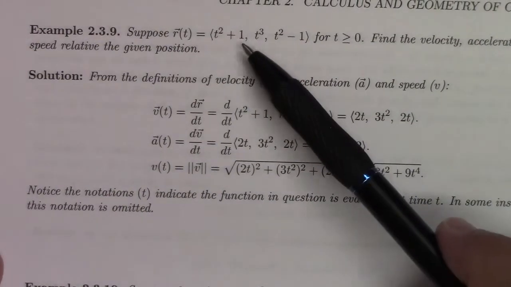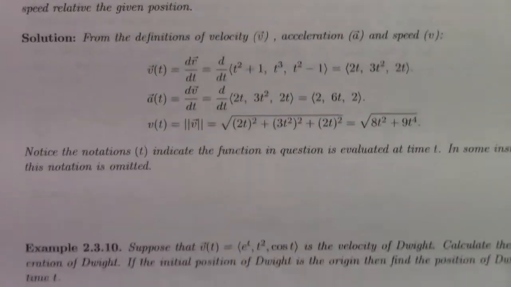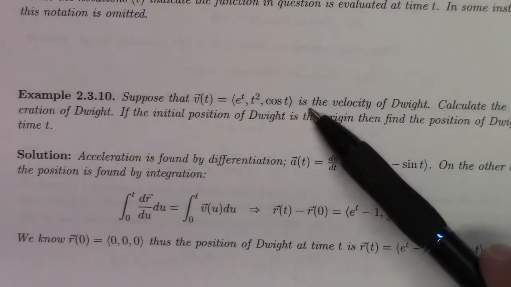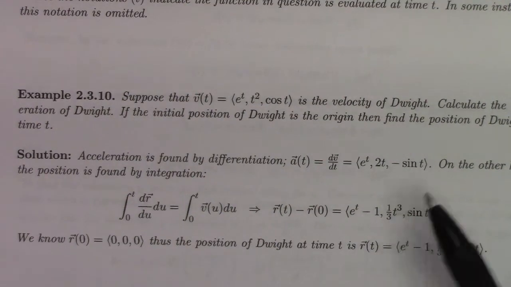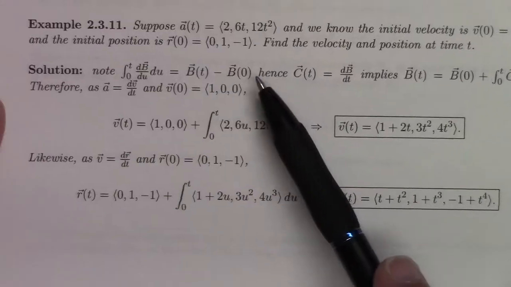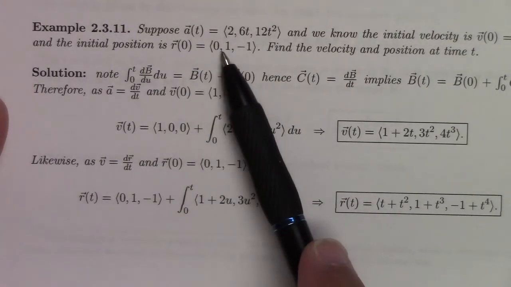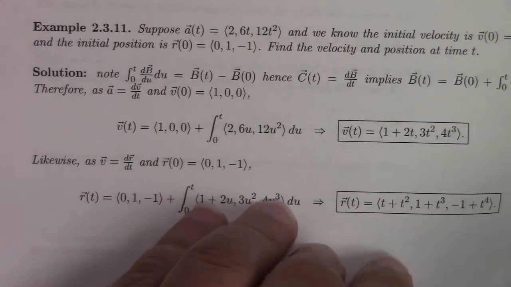I give you position, I find velocity, acceleration, speed. Nice example. Here's another one. I give you velocity, I find the acceleration by differentiation, and I integrate to get the position. That's just like the one I showed you. In this example, I give you the acceleration, the initial position, and the initial velocity, and so we have to integrate once to get velocity and then integrate again to get position. Another good test question.